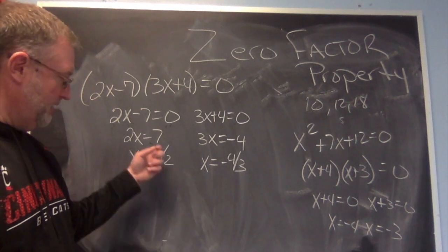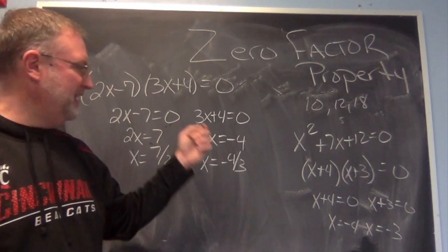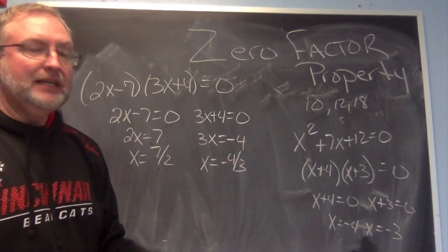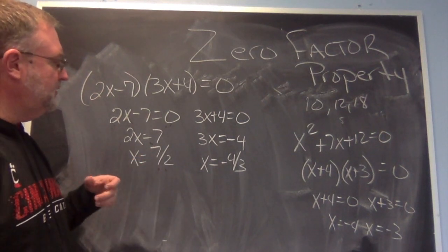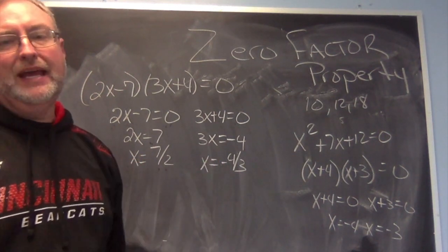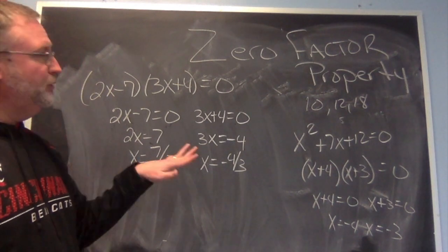So the two answers you should have are 7 over 2 and negative 4 over 3. It's fine to leave them improper. You could have, I guess, 3.5 and negative 1 1/3. All right? But both those answers are great.